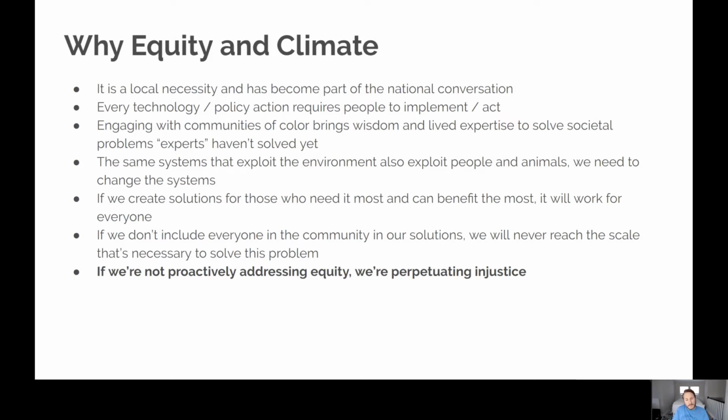And then finally, really the bottom line here is that if we are not proactively addressing racial equity in our work, we are perpetuating injustice. If we just ignore that this problem has a racial equity angle to it, we are just going to perpetuate the same problems and issues that have gotten to this point. So we need to proactively address this if we're going to make progress.